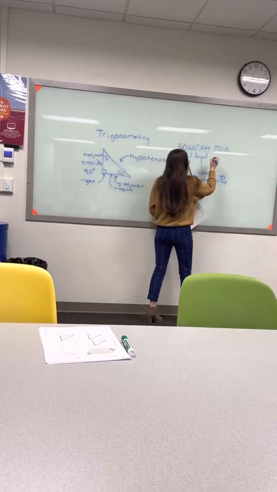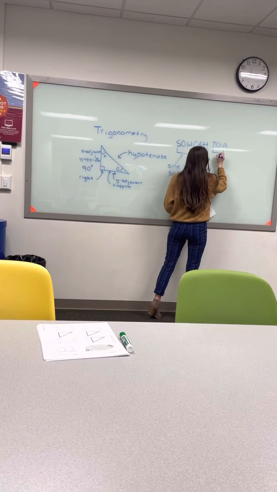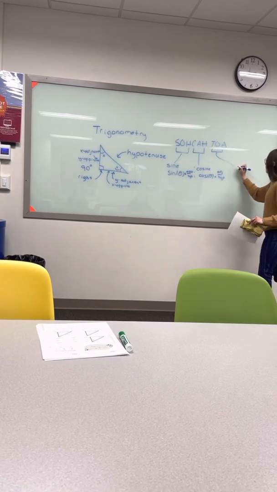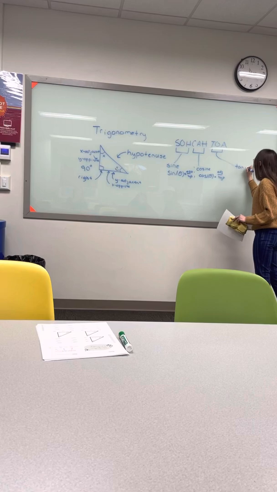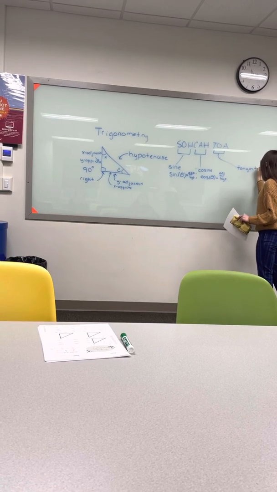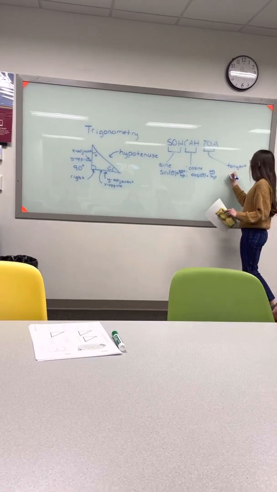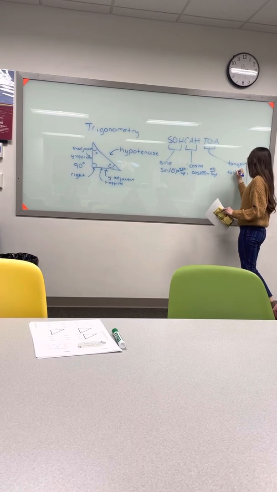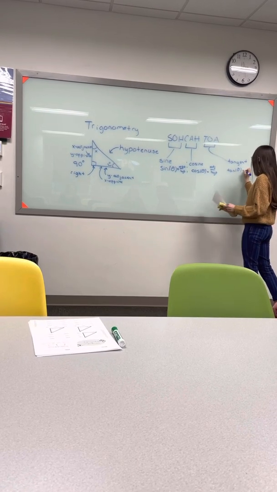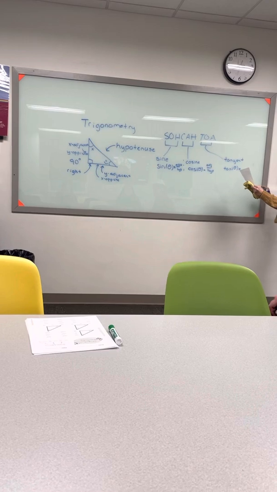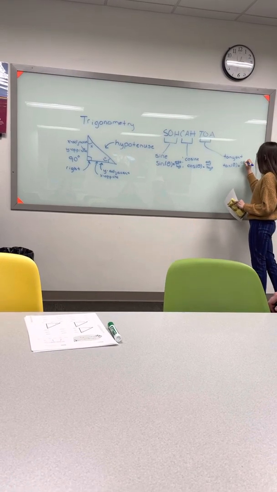Alright? Now we're gonna look at TOA. Alright, so that's gonna be tangent. Alright, and so tangent is abbreviated TAN. We're gonna put another placeholder in, theta, is equal to, and then that's gonna be opposite over adjacent.